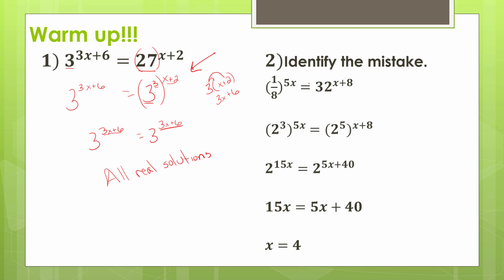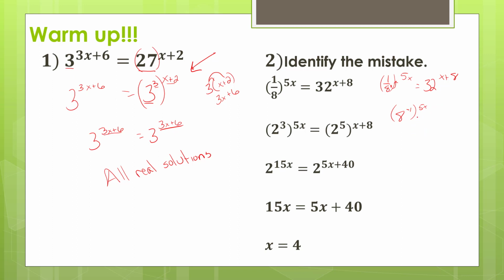Number 2, identify the mistake. Now, sometimes it's advantageous to rewrite the problem and work it out from scratch. Now, 1/8, I would go ahead and recognize that 8 has a power of 1, and I want to bring it up into the numerator. So that would give me 8 to the power of negative 1 raised to the 5x power.